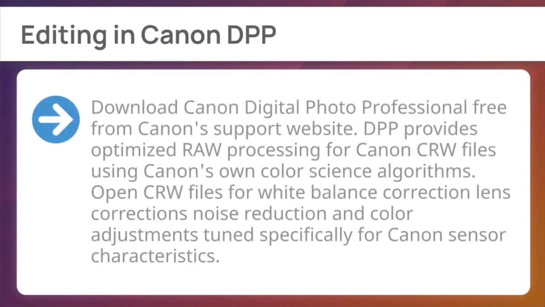Next, editing in Canon DPP. Download Canon Digital Photo Professional free from Canon's support website. DPP provides optimized raw processing for Canon CRW files using Canon's own color science algorithms. Open CRW files for white balance correction, lens corrections, noise reduction and color adjustments tuned specifically for Canon sensor characteristics.